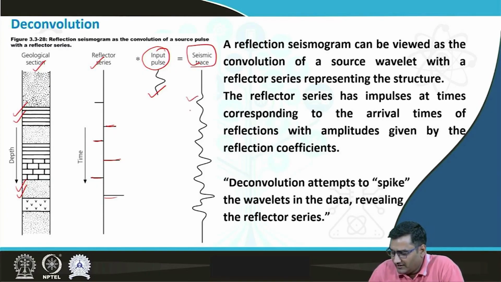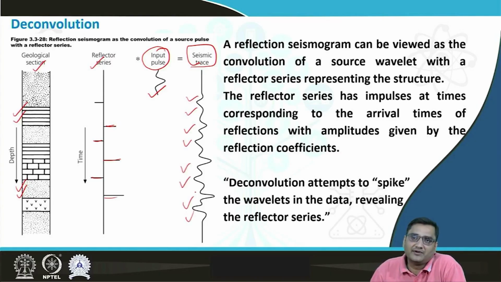This collection of wiggly lines, or the wiggles, makes up the seismic traces. So we attempt to perform deconvolution because the input pulse has been convolved with the reflector series and has given the seismic trace. Our aim is to find this reflector series. In order to do so, we need to perform a reverse operation known as deconvolution. Deconvolution attempts to spike the wavelet in the data, revealing the reflector series.